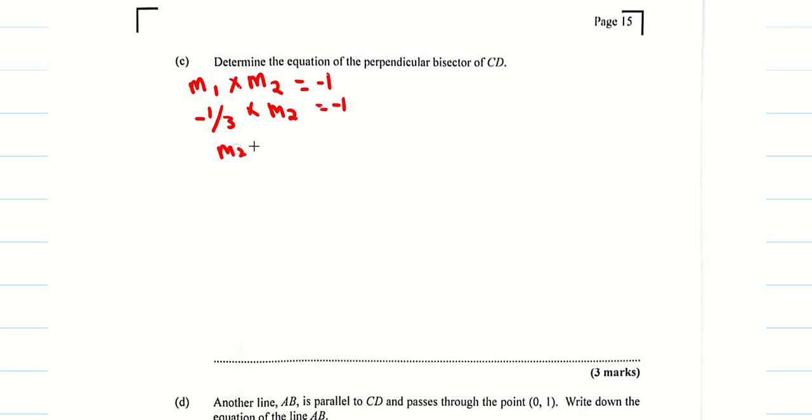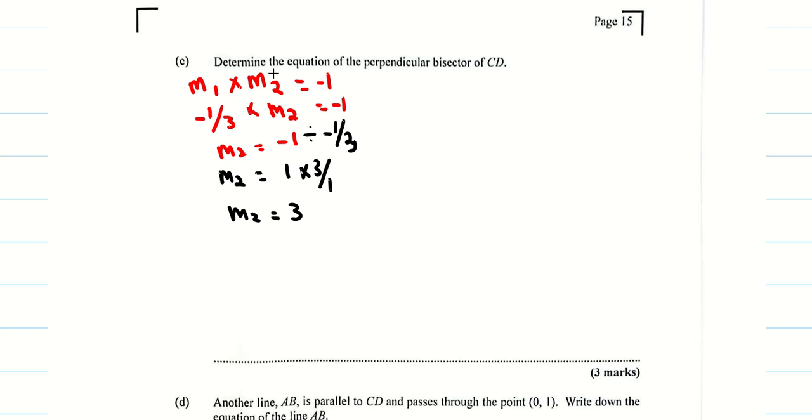So m2 would be minus 1 divided by negative a third. I carried across negative a third, so it turns to divide by negative a third. Now a negative divided by a negative is a positive, so this gradient is positive. Remember, when we're dividing fractions, you turn the division sign to multiplication and flip. So m2 would be positive 3.